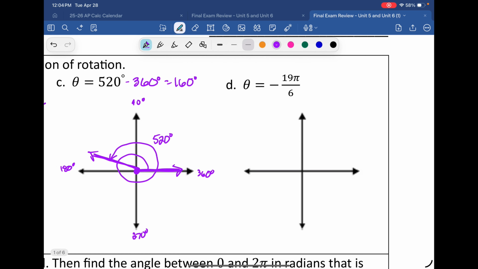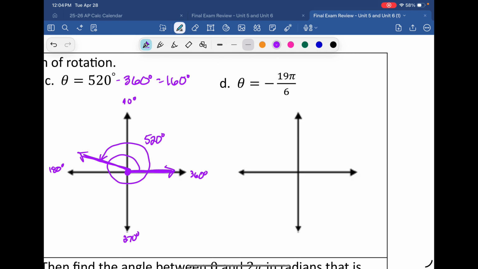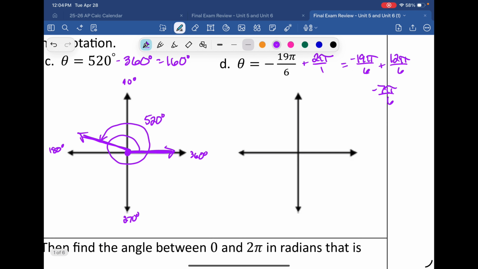Negative 19 pi over 6. So this is negative, and it's a fairly big angle, so I'm going to add 2 pi. Again, I want to get a common denominator here. So it's going to be negative 19 pi over 6 plus 12 pi over 6, which is negative 7 pi over 6. Now this is still a unit circle value, but it is negative.